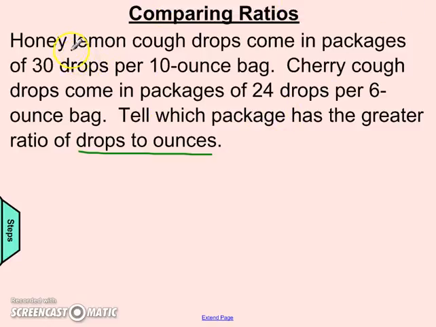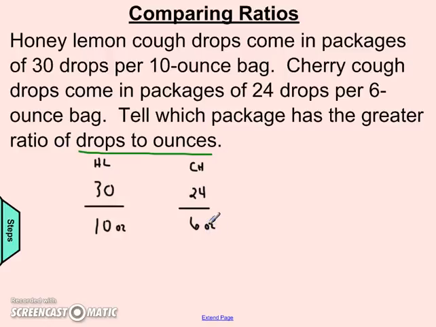So let's go back to the beginning. Honey lemon cough drops come in packages of 30 drops per 10-ounce bag. Drops to ounces is telling me 30 drops over 10 ounces. Here, why don't I go ahead and put a little 10 ounces on the bottom. These are my 30 drops, and these are my honey lemon drops. Then we have cherry cough drops. So cherry, and again, drops to ounces, that's 24 drops to 6-ounce bags.